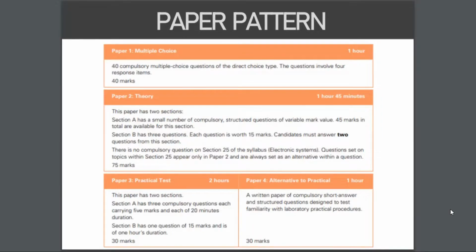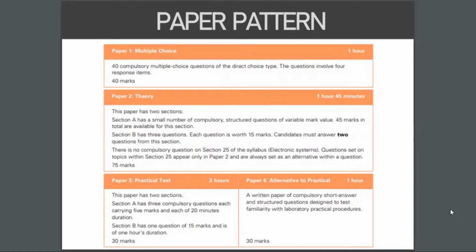If we first talk about the multiple choice paper, it will have a total of 40 MCQs, and you'll have 1 hour to solve that. It's of total 40 marks, so 1 mark for each MCQ. And the MCQs would test your knowledge from the entire syllabus. Then we have the theory exam, which is paper 2. It would be of 1 hour 45 minutes.